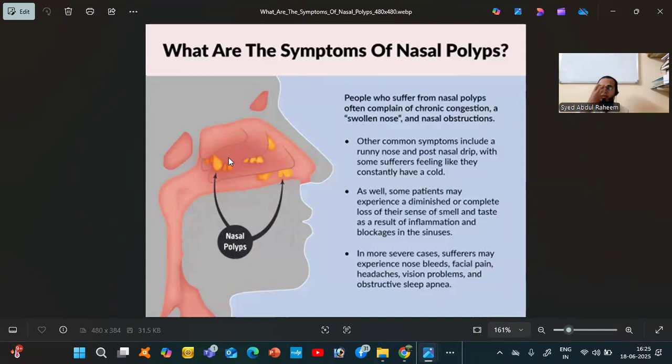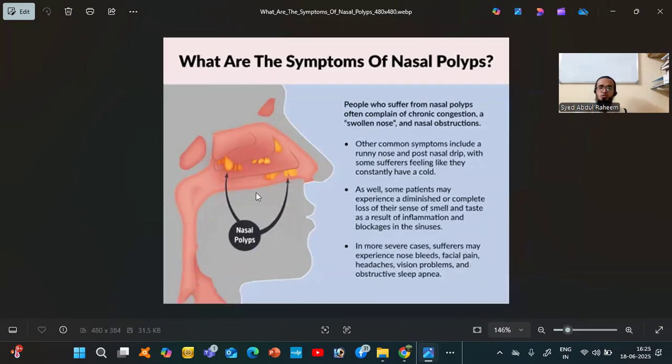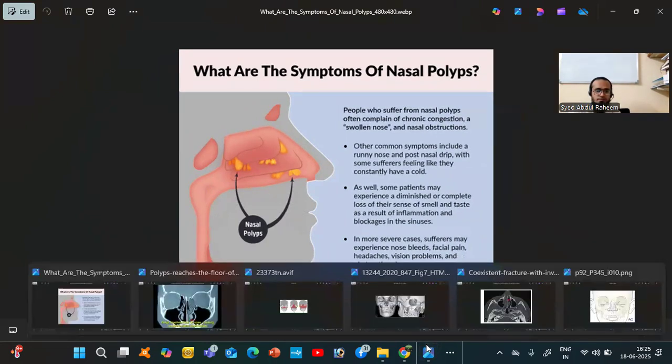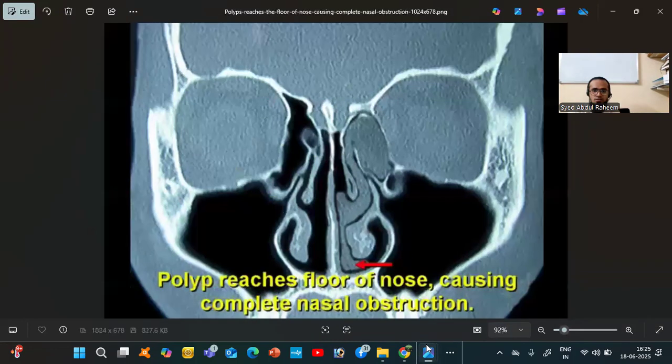If the patient has nasal congestion, swollen nose, runny nose, water dripping from the nose, and constant cold, sometimes cough, sometimes loss of taste and smell, blockages of the nose, unable to breathe, and sometimes nose bleeding, facial pain, headache, vision problems, all these are seen in nasal polyps. So this is the nasal polyps. You can see the images.